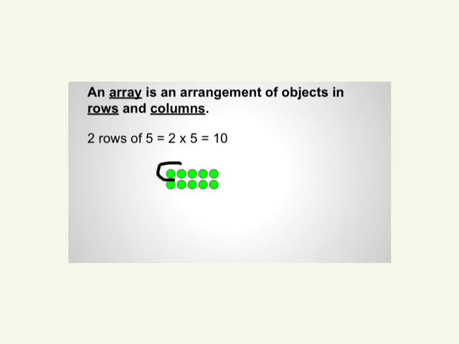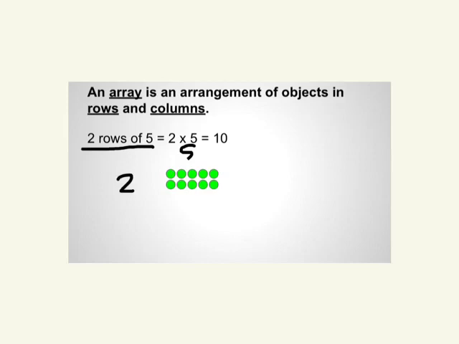It has 1, 2 rows. It has 1, 2, 3, 4, 5 columns. So we can say there are 2 rows of 5. Okay? 2 times 5 equals 10.